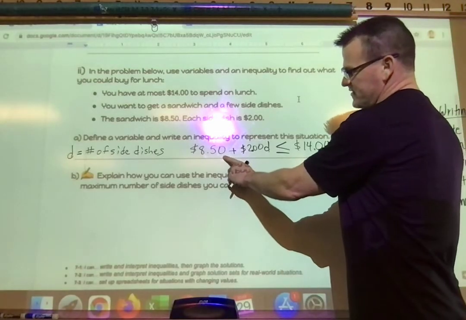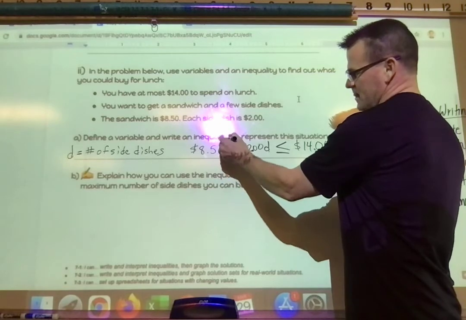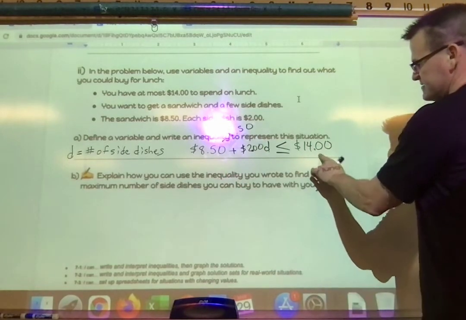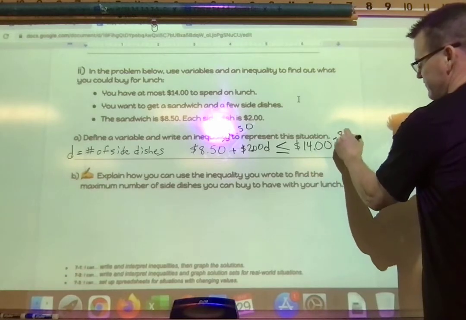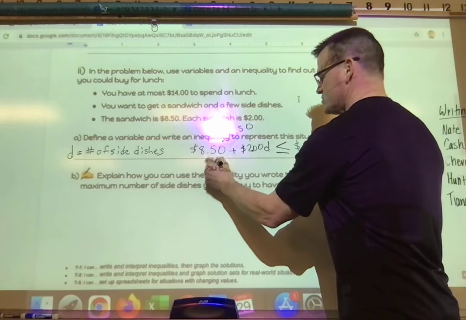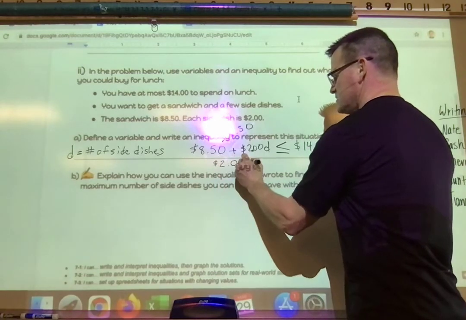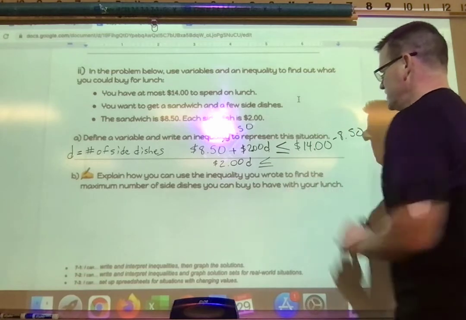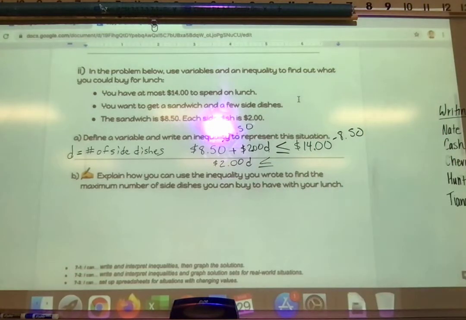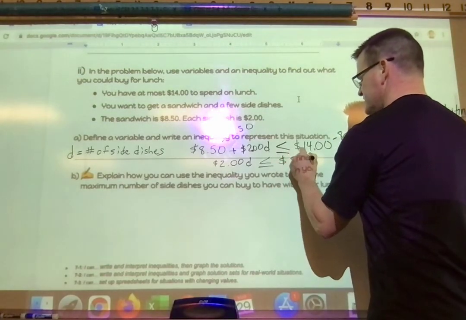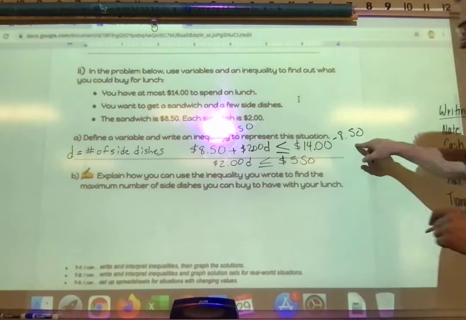So for example, if I know the sandwich is $8.50, I can take away that $8.50 from the other side as well. So what I'm going to be left with here is $2 times each side dish has to be less than or equal to, and if I subtract 14 minus 8.50, you'll get $5.50. So that has to be less than or equal to $5.50 when you subtract these.